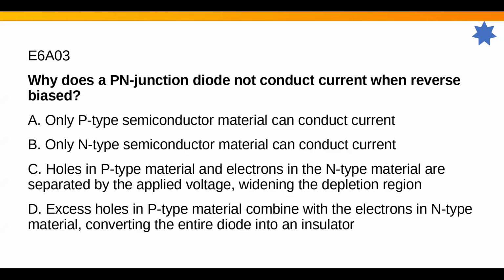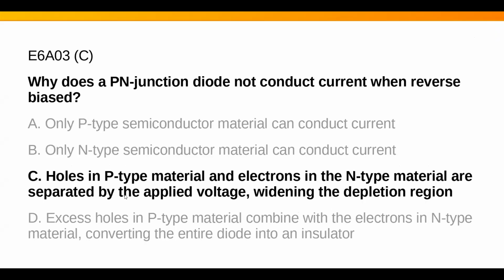Well, I'll give you a hint. It's not Alpha or Bravo. Charlie. Yeah, I guess when you apply that, I mentioned when you apply a reverse voltage, it widens the depletion region, and the width of the depletion region determines that barrier voltage. So the barrier voltage gets much larger when you're reverse biasing it.